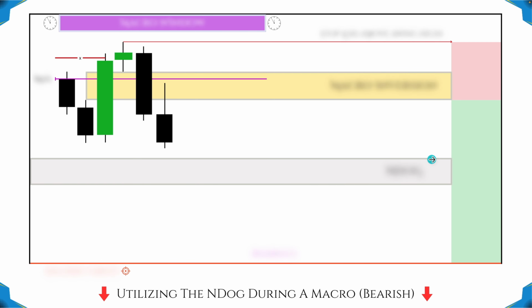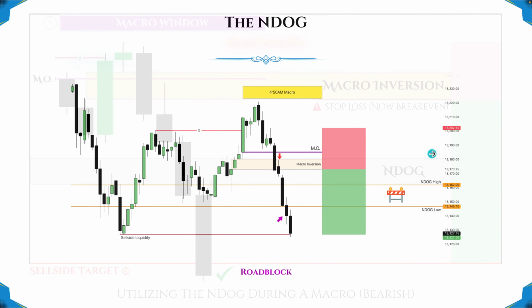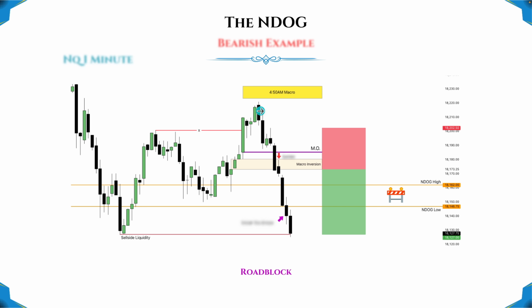Let's look at a bearish example with a new day opening gap as a roadblock, and let's get right into the chart example. Another London example, 4:50 a.m. macro, Nasdaq's 1-minute chart. Price spools above macro opening price, sweeps buy side liquidity, comes below a macro inversion, okay, and delivers to our target. And what I'm seeing here, this was a good macro inversion as well.